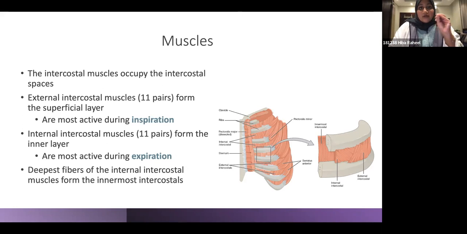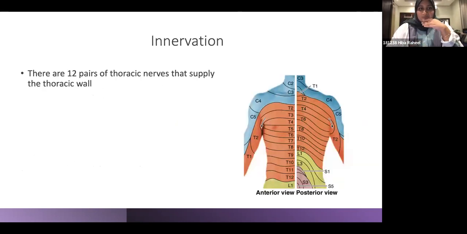The last layer that we have, the deepest layer of muscles that we have in the thoracic cage, is the innermost intercostal muscle. This layer is basically formed from the deepest fibers of the internal intercostal muscles. When I was doing CVP in my year one, they didn't even teach us innermost because they were like, it's not true because it's basically the inner intercostal muscles forming the innermost layer. But yeah, it's also used in inspiration mostly, okay? All right, now let's go to the innervation.